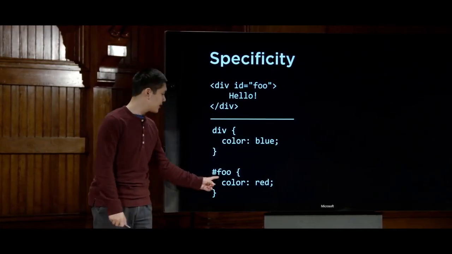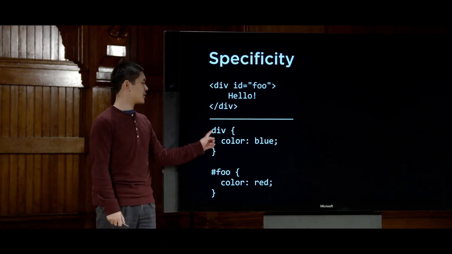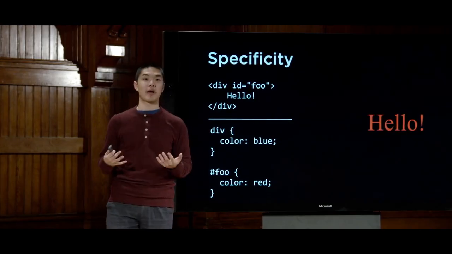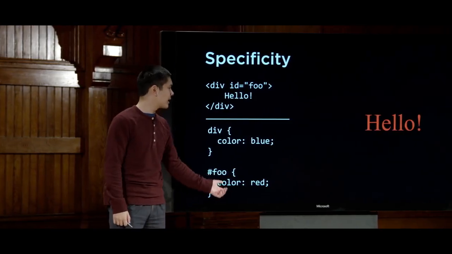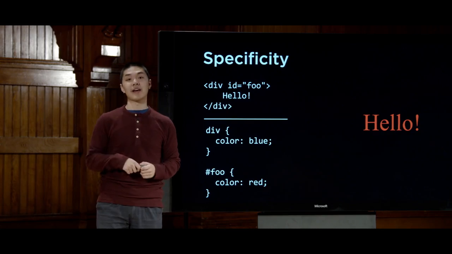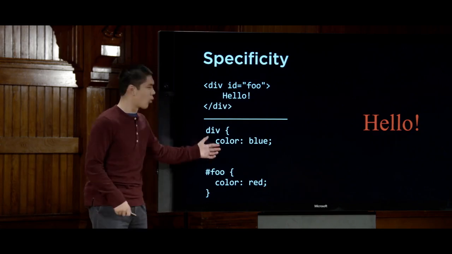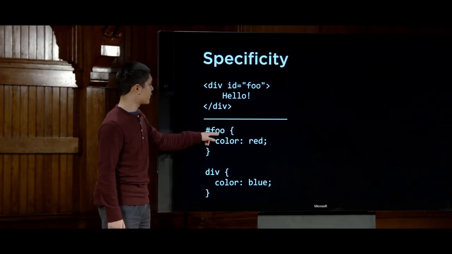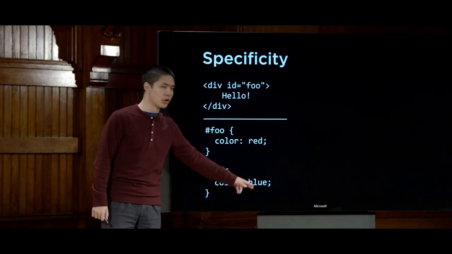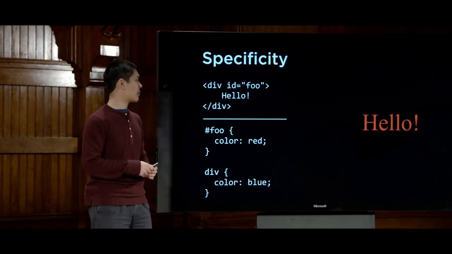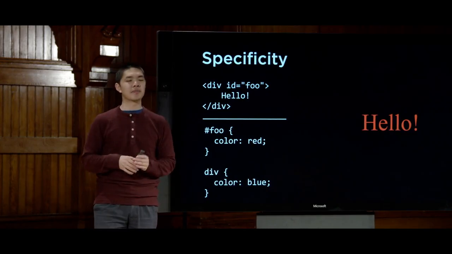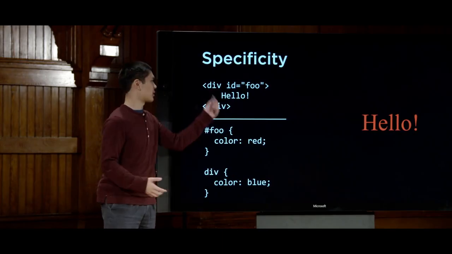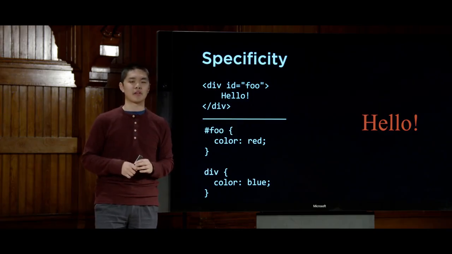Well, because ID has higher specificity than just an individual tag, this hello is going to show up as red. The ID is more specific, and so this element is going to show up red instead. And it doesn't matter what order these are in. It's not that the later one takes precedence. If I were to flip these around, where ID of foo, color red, div, color blue is in that order, it's still going to show up as red because this ID selector is more specific than just the name div, which is the name of the HTML element that happens to be there.